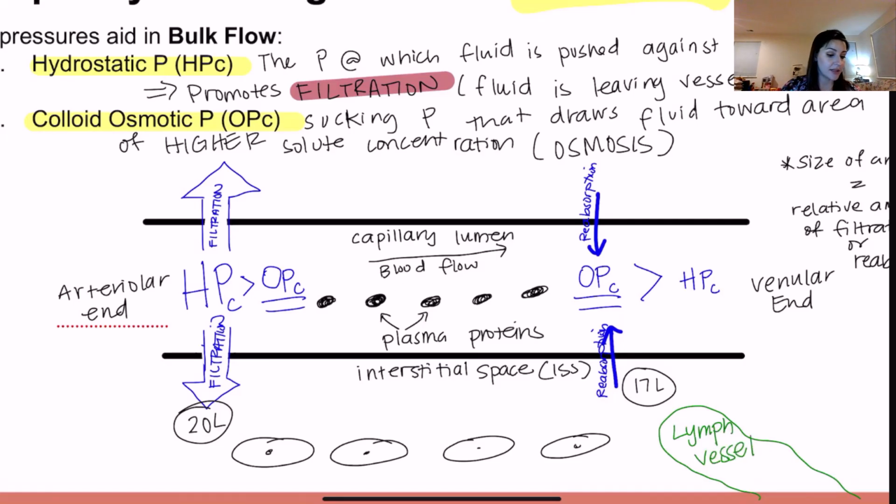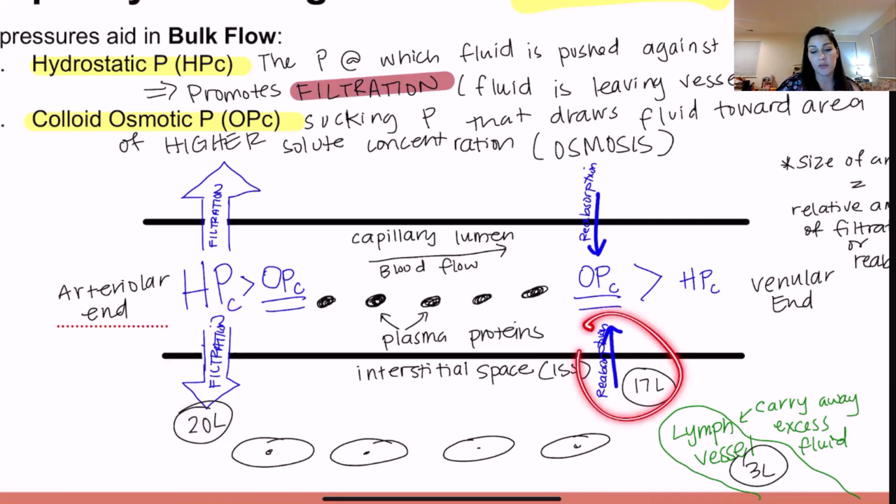Lymph vessels pick up excess fluid. Lymph vessels carry away excess fluid. And we'd carry away that extra 3 liters of fluid. That's because the filtration is exceeding the reabsorption. And so that lymph vessel is just kind of around to say, hey, I'll take your extra fluid whenever you've got it.